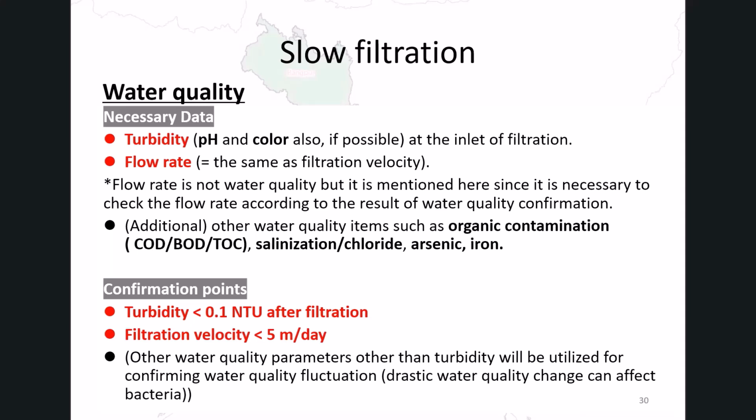Even though this is just additional, parameters such as organic contamination, salinity, arsenic, and iron are useful to understand fluctuations in raw water quality that may affect the biological layer. The confirmation points are clear: turbidity after filtration should be less than 0.1 NTU, and filtration velocity should be below 5 meters per day.